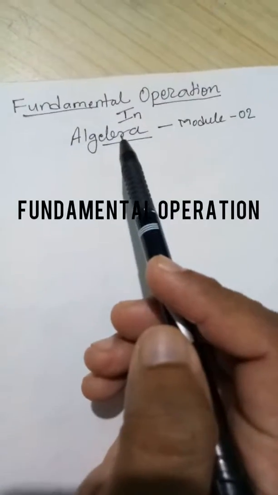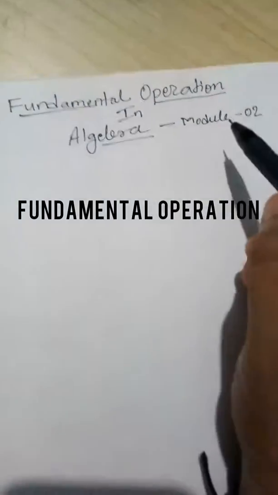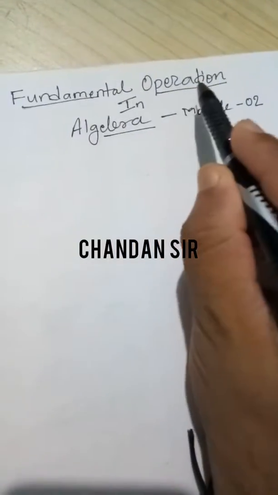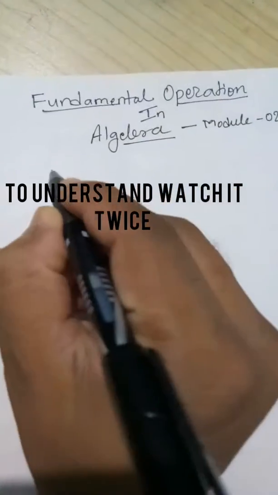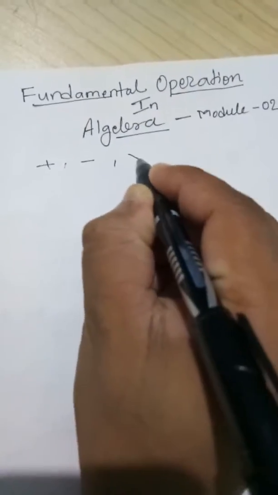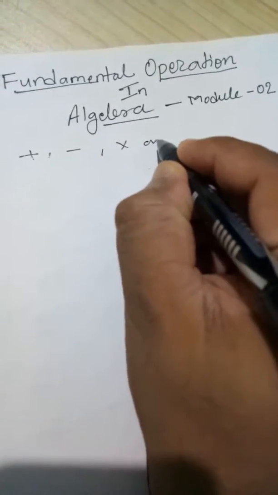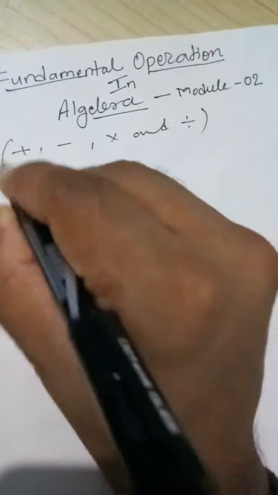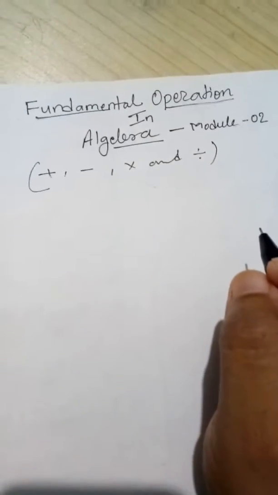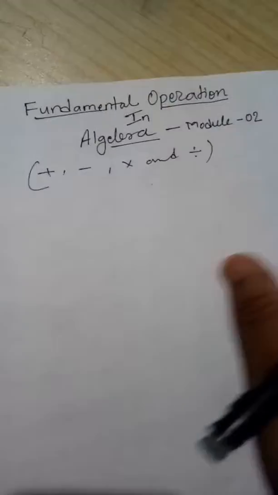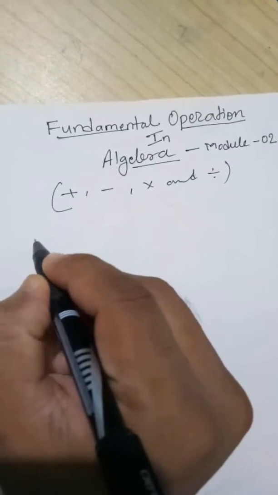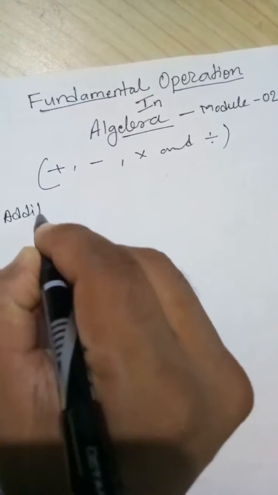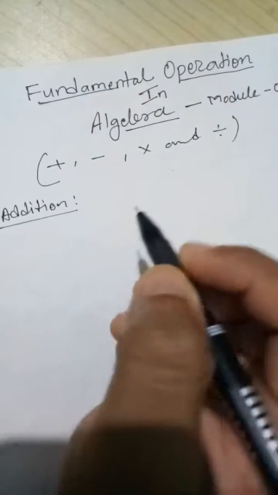Fundamental concepts of algebra. Today we are going to discuss Module 2, fundamental operations. Operation means addition, subtraction, multiplication and division. These four operations, how we do them in algebra, let's understand. So here we go. The first thing we will understand in this module is addition, or add. Addition is very simple.